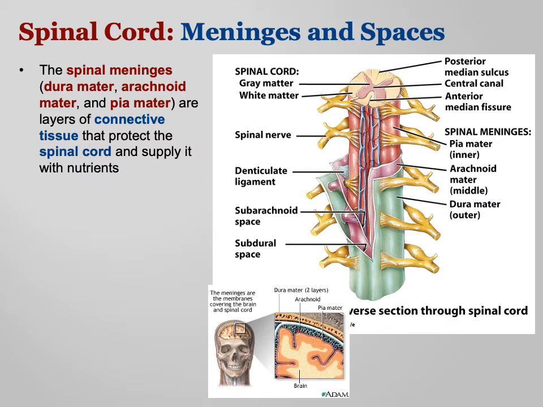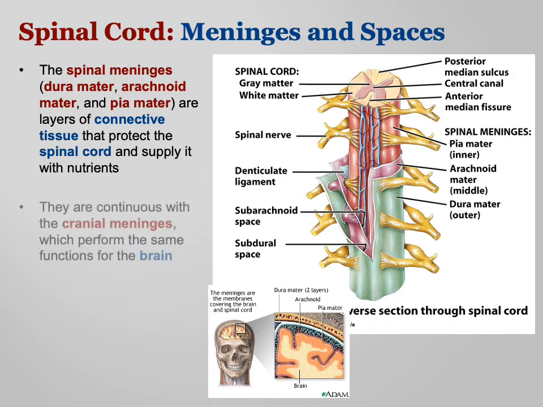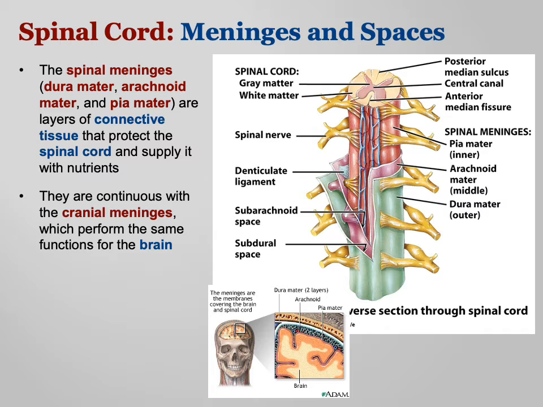Some people say mater, I don't care. Dura mater, that's the tough mother. And then arachnoid refers to spiders, that's the spider mother. And pia means gentle, that's the gentle mother. So the dura mater is the outermost layer, then comes the arachnoid, then the pia is the one that's right down in the nervous tissue itself. So these are connective tissue, they protect the spine and supply it with some nutrients as well. And they're continuous with the cranial meninges, so we'll see the same thing in the brain. The meninges cover the spinal cord and they cover the brain.